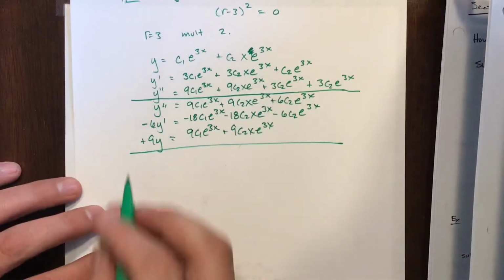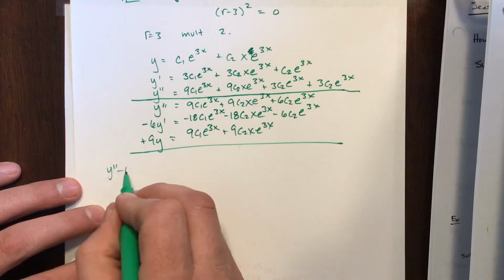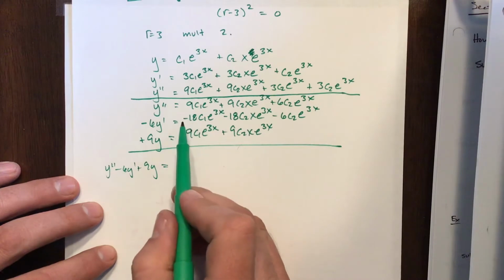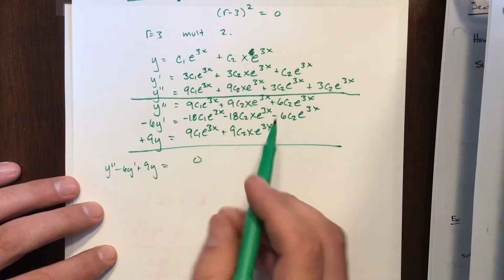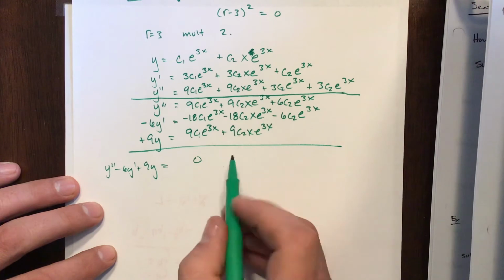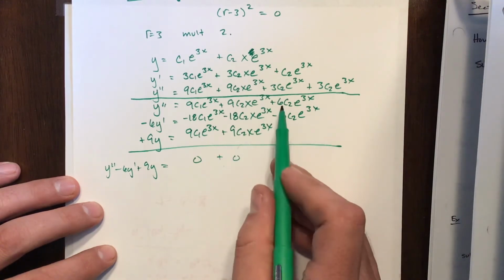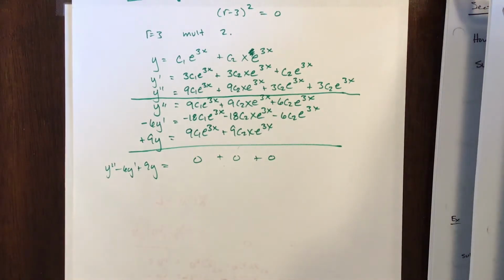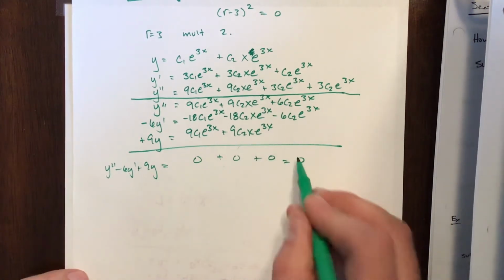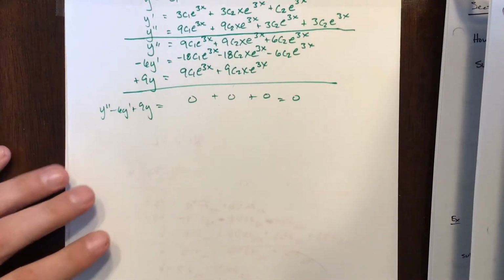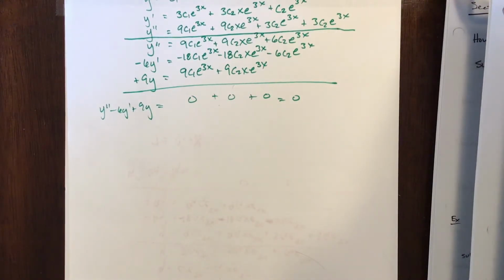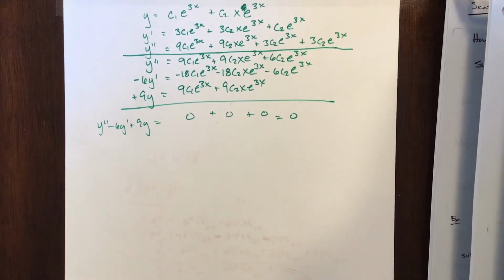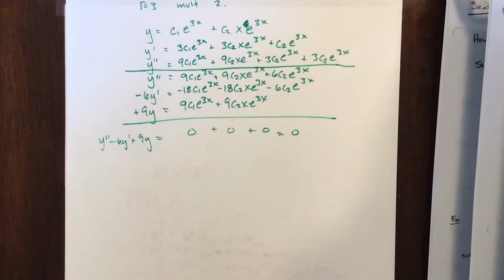So we add this all together, y double prime minus 6y prime plus 9y. What do I get? Well, 9 plus 9 minus 18, that's 0. 9 plus 9 minus 18, that's 0. 6 minus 6, that's 0. So you get y double prime minus 6y prime plus 9y is 0. Okay, and that's just confirmation that the general solution is what I'm claiming it to be, the general solution to the differential equation. It's the complementary solution.